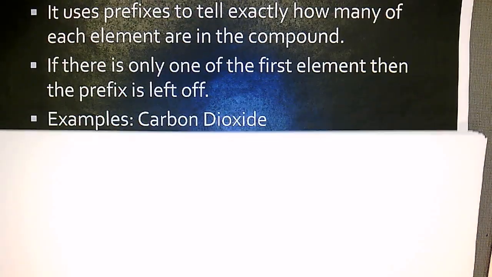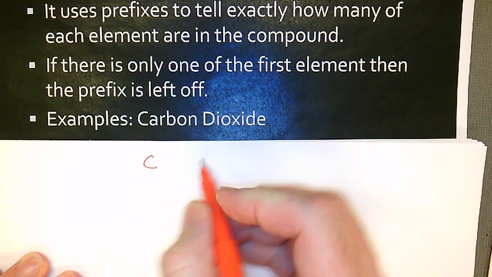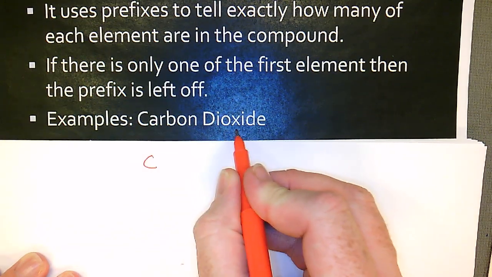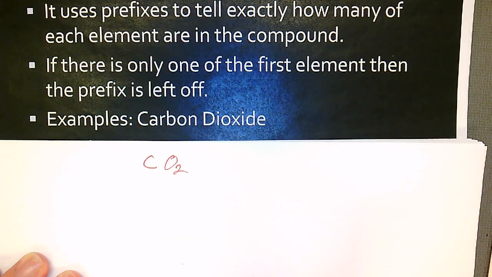So the first example will be carbon dioxide. Carbon is the element C. Dioxide, that's going to be oxygen, and the prefix di means two. So it's just going to be CO2, like that.